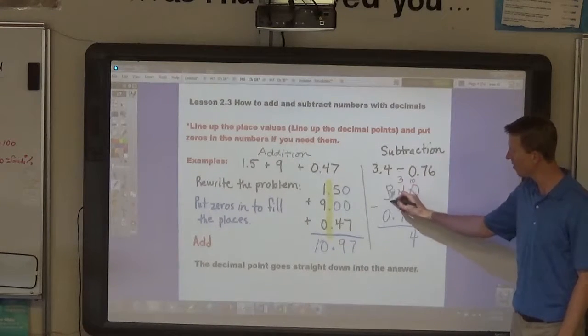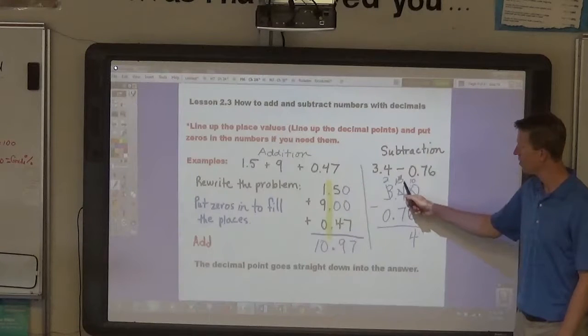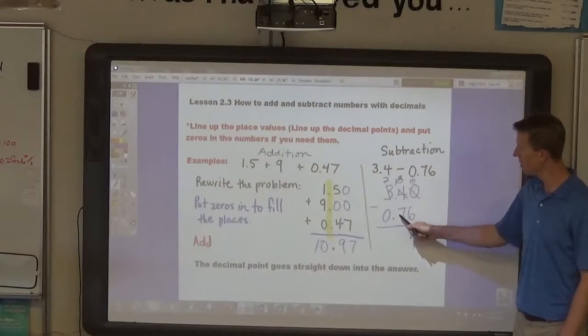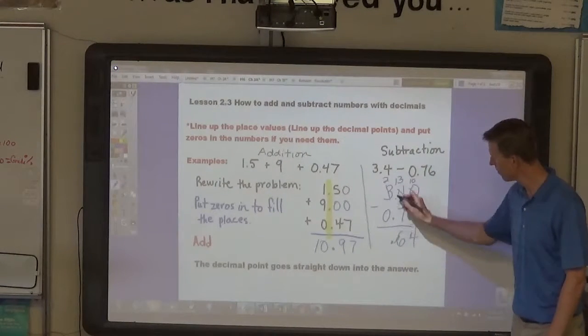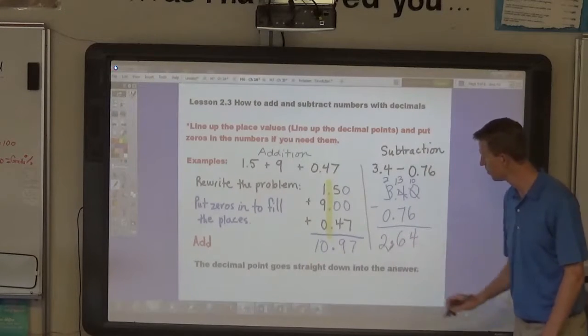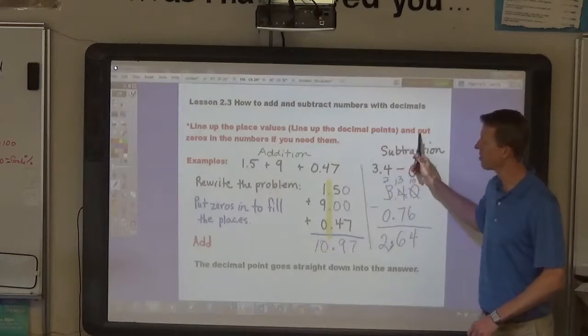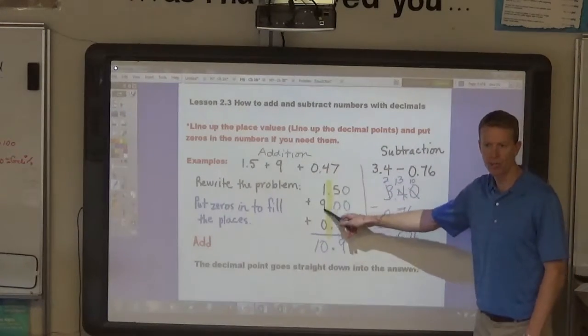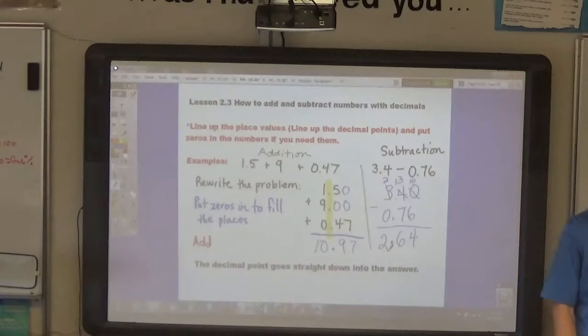We have to do the same thing. Take away 1 and give those 10 to the previous place. 13 minus 7 is 6. Put the decimal point straight down. 2 minus 0 is 2. 2 and 64 hundredths. Any questions? So remember, line up the decimal points. Make sure that you add zeros whenever necessary. And if you're subtracting, make sure that you regroup when you have to. Okay?